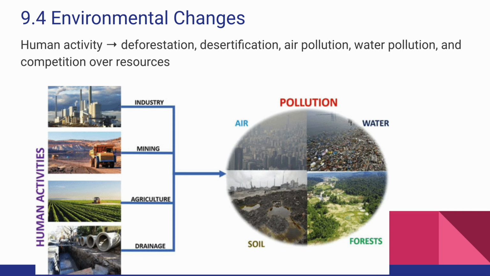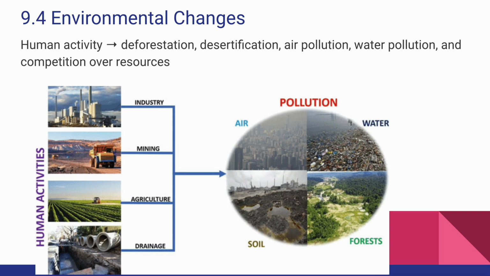So for example, think about industries and how factories pollute the air by burning fuel and releasing CO2, carbon dioxide emissions, into the air. You also have water pollution. For example, the aluminum industry uses a lot of water to separate aluminum from bauxite ores, and because of that, they are a heavy polluter of water.